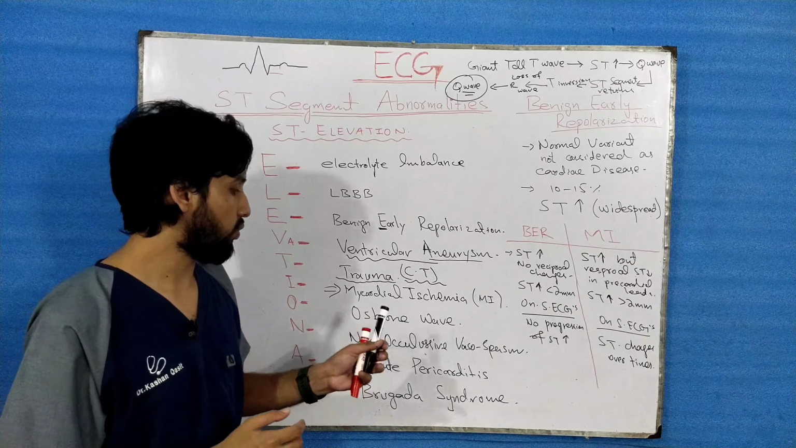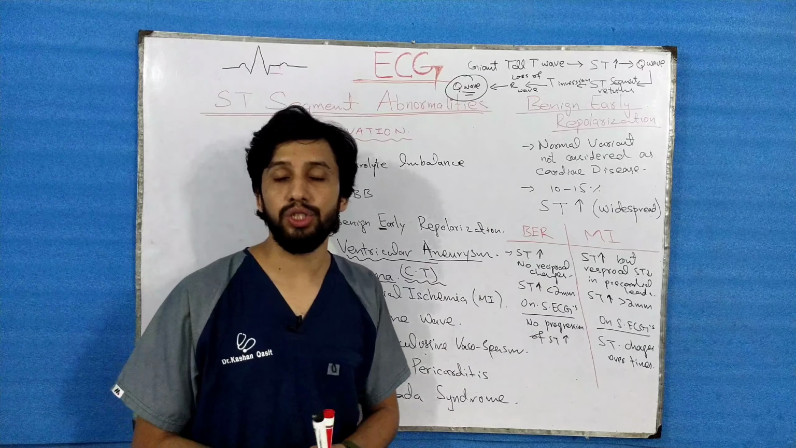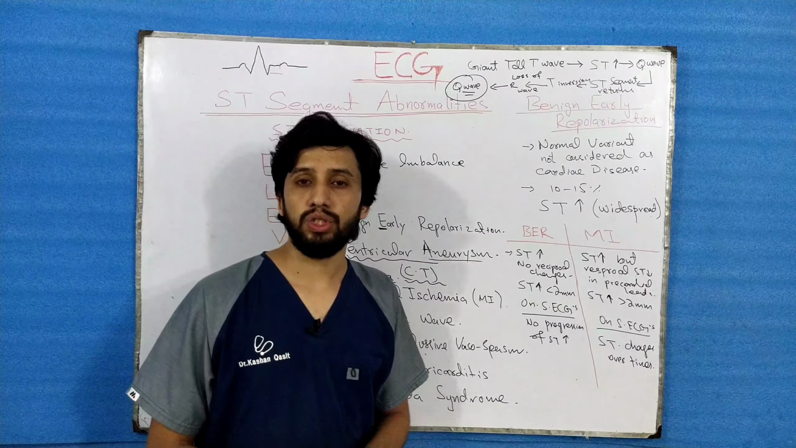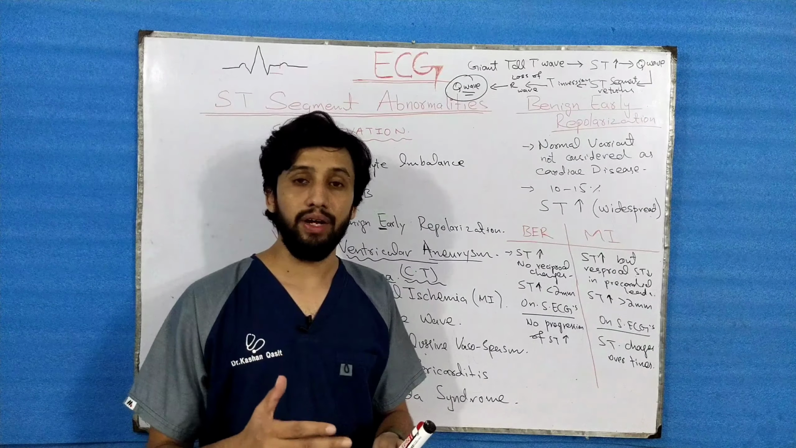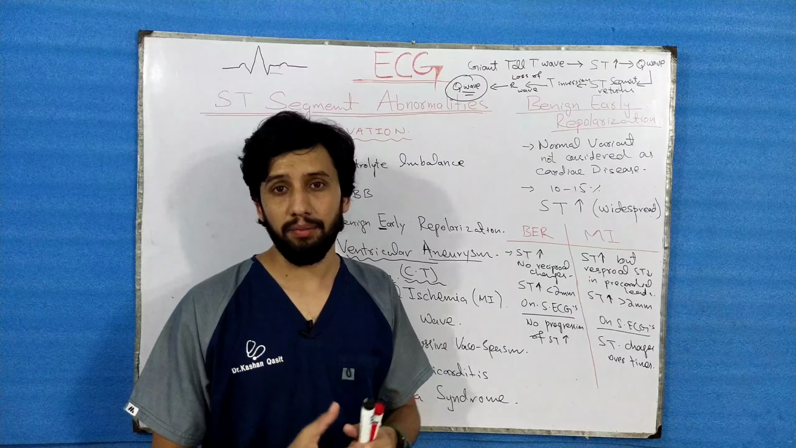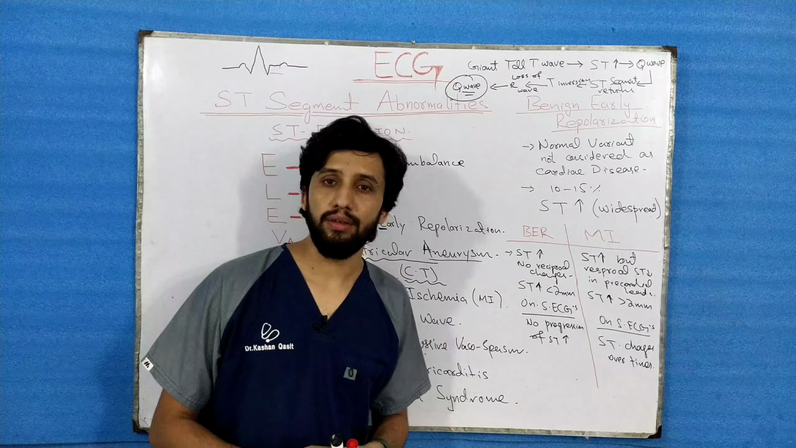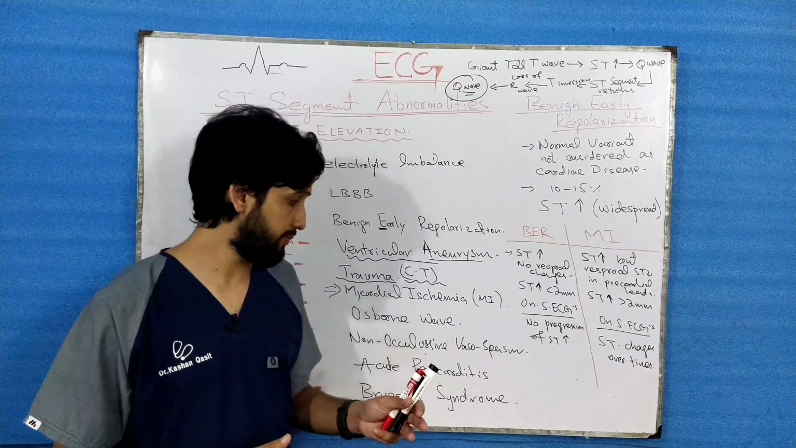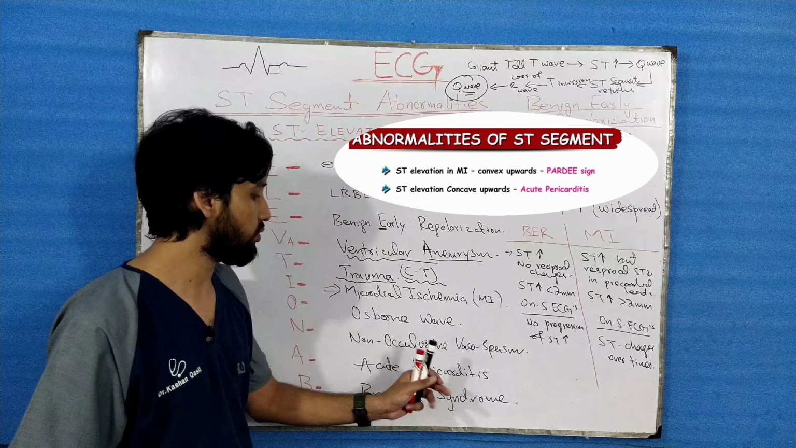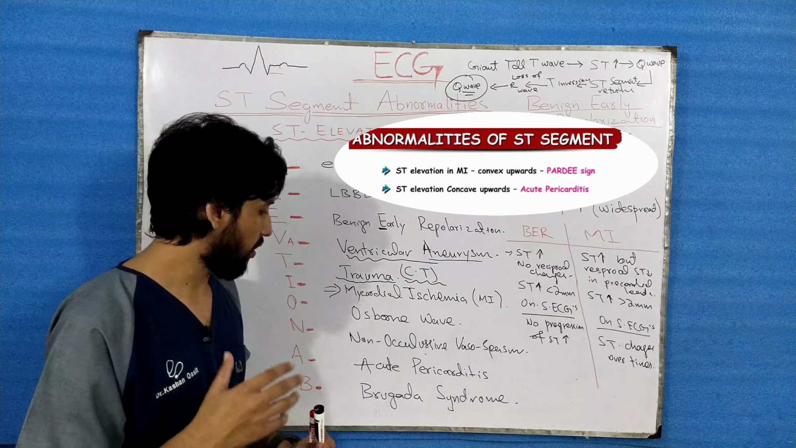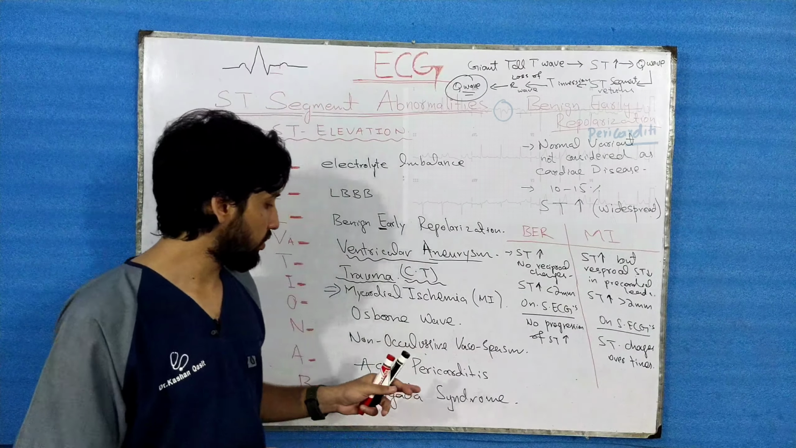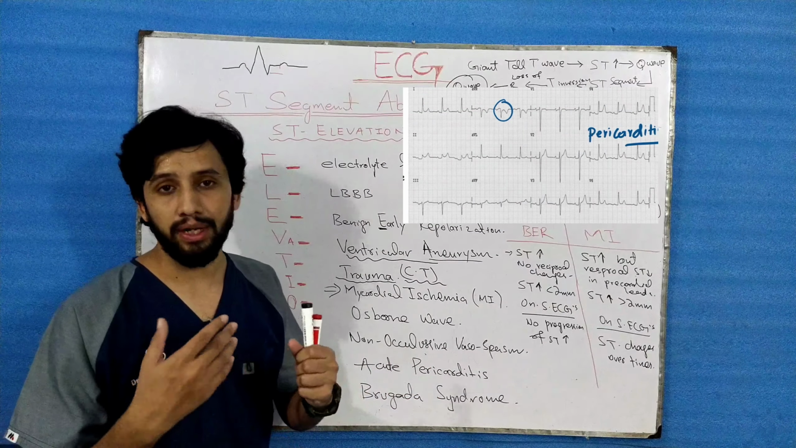Then non-occlusive vasospasm. It is usually seen in conditions like Prinzmetal angina, in which the most commonly involved artery is the RCA, and when the RCA is occluded you will notice ST segment elevation most commonly in leads 2, 3 and aVF. Then comes acute pericarditis. This is also a condition in which there is infection of the layer around the heart, the pericardium, so this is also a condition for ST segment elevation.